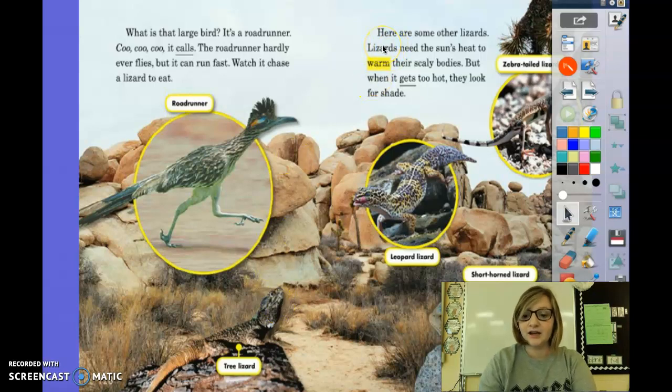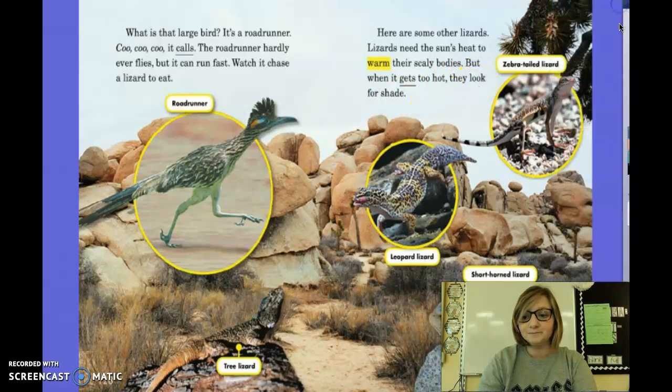Let's look and read. Here are some other lizards. Lizards need the sun's heat to warm their scaly bodies, but when it gets too hot, they look for shade. So we're going to look here. I see here it's talking about a zebra-tailed lizard. Wonder why it's called a zebra-tailed lizard.